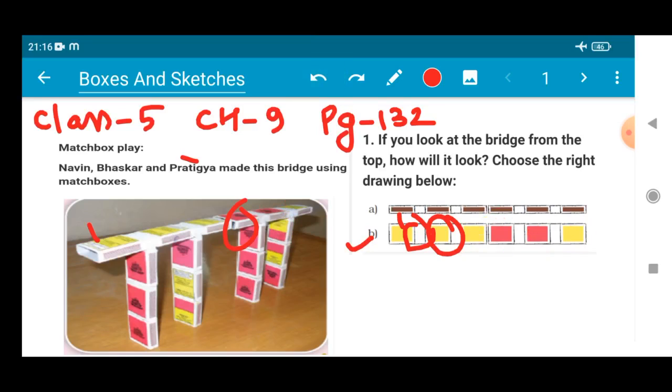So that is why I have considered option B as the absolutely correct option, because in option A there is a brown part shaded, which does not match the given figure. Isn't it? Very simple thing.